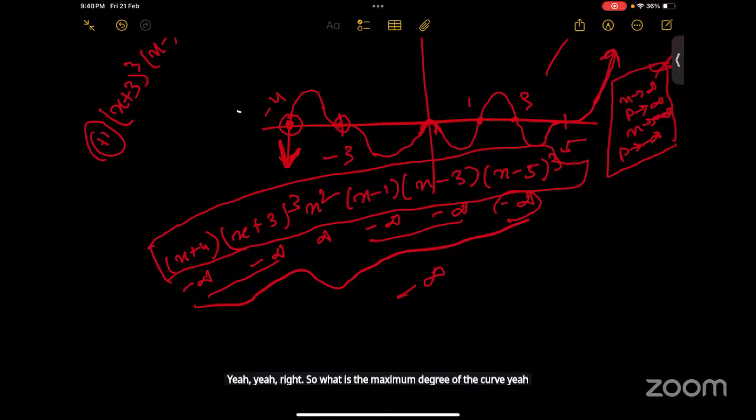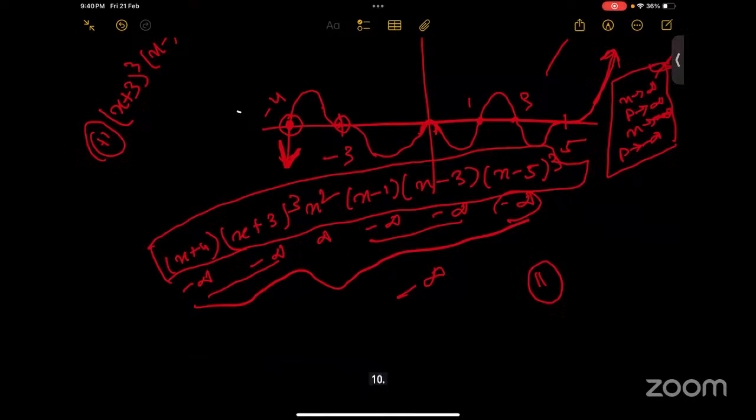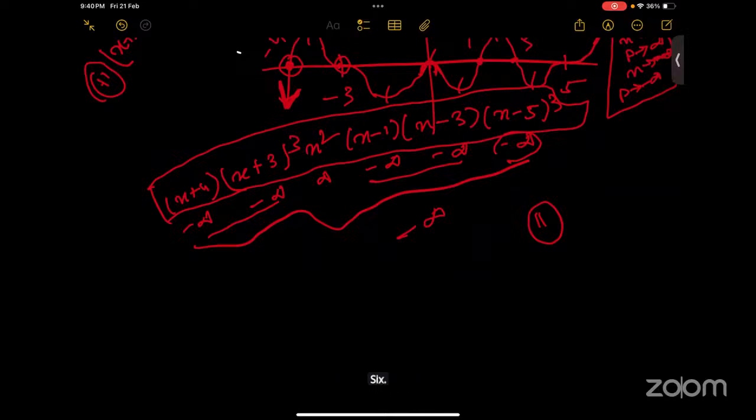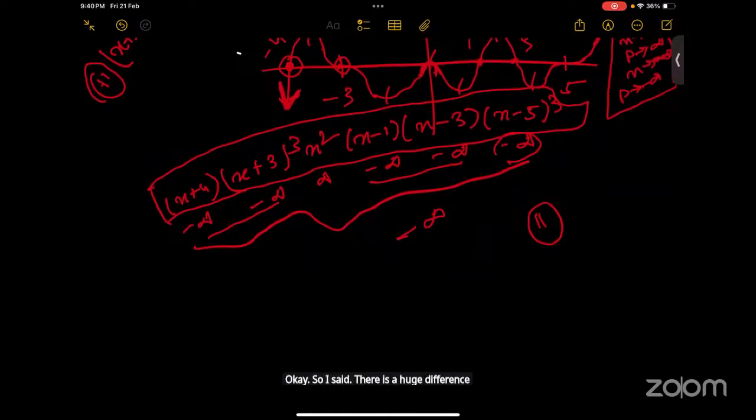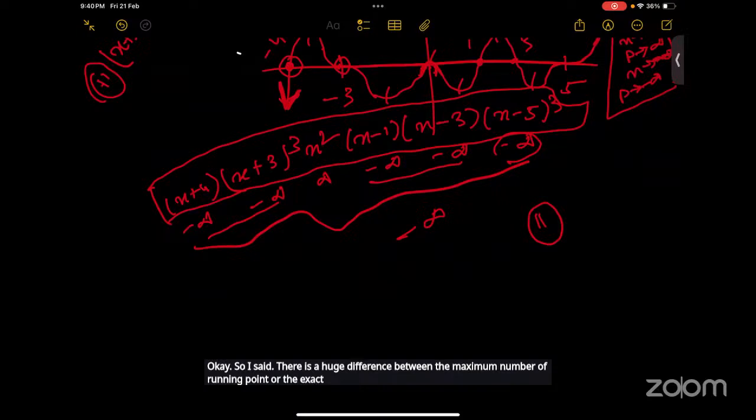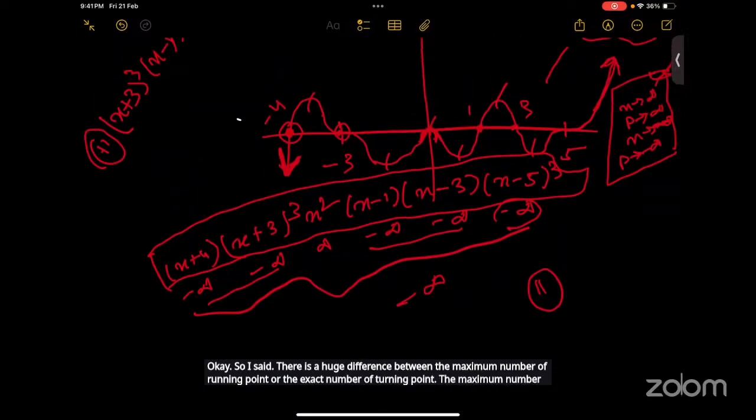So what is the maximum degree of the curve? 11. And what is the number of turning points? 10. Okay, let's count: 1, 2, 3, 4, 5, and 6. 6 turning points are there. So there is a huge difference between the maximum number of turning points and the exact number of turning points. The maximum number of turning points is 10, but the exact number of turning points is 6.